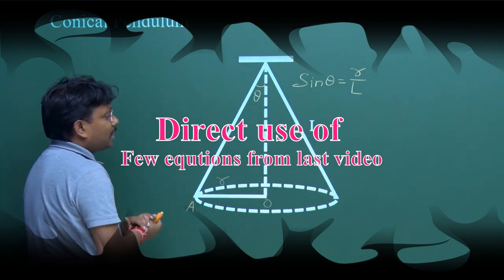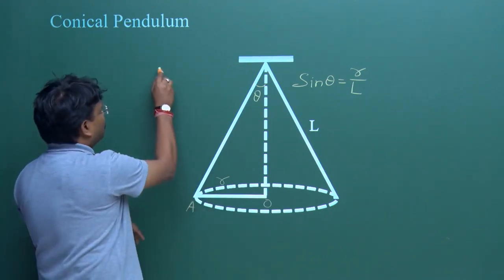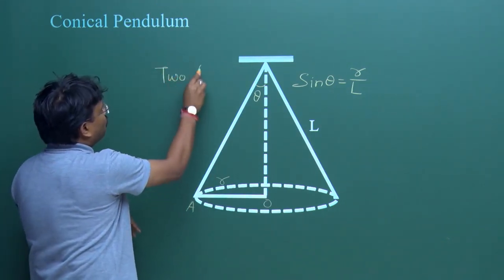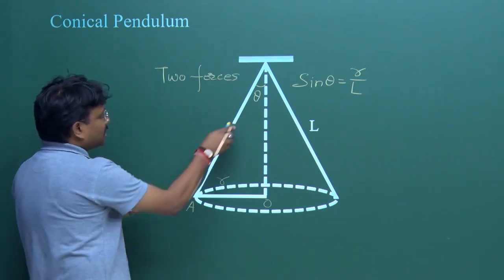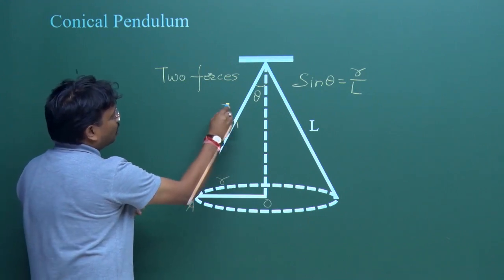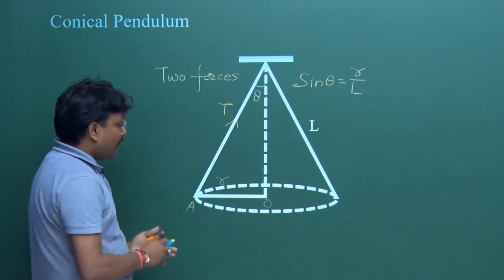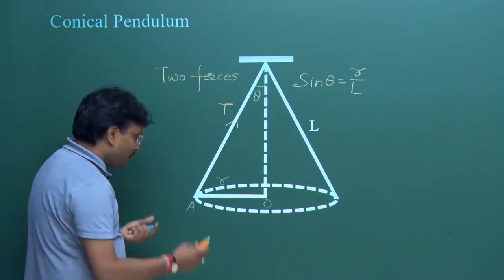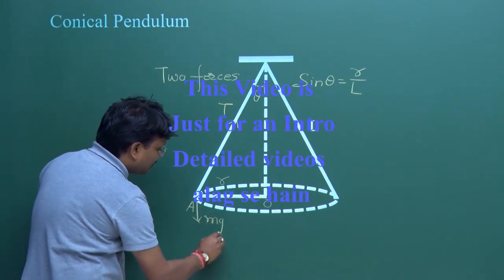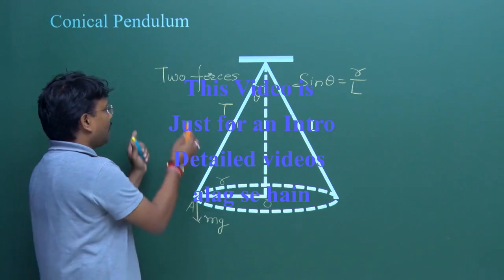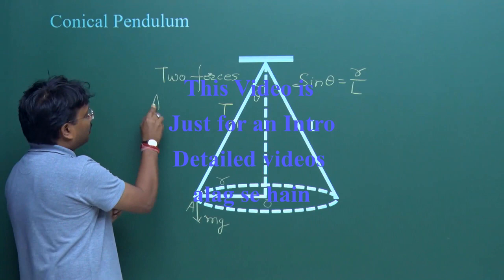From here I can say that there are two forces acting. What are those two forces? Number one is tension T along the string. This tension is acting along the string, and another is your well known force, the weight mg, vertically downward.